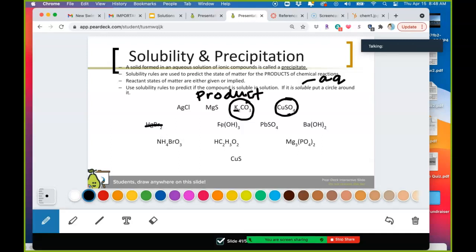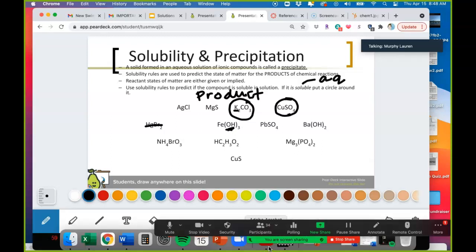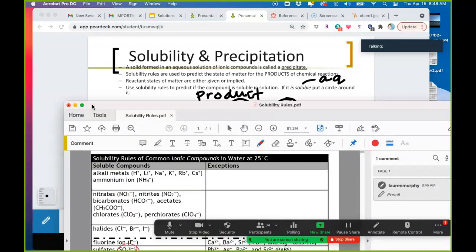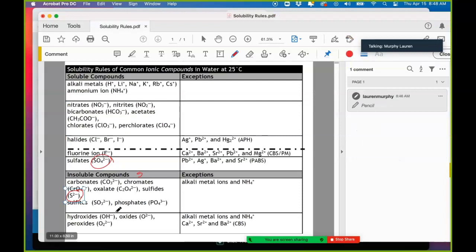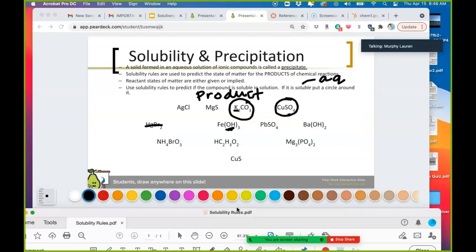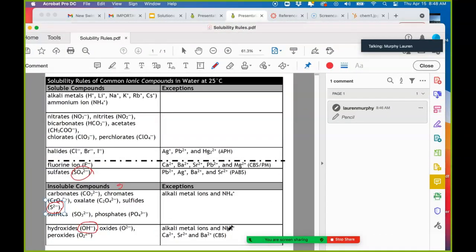All right. Iron 3 hydroxide. So let's find our hydroxides on our solubility rules. Hydroxides. Ooh, they're down here. They are not soluble unless they're with an alkali metal or any of these. Well, in that question, it's with iron. I don't see iron over here, so we're still stuck over here. Insoluble. It's a solid, so I'm not going to circle it.